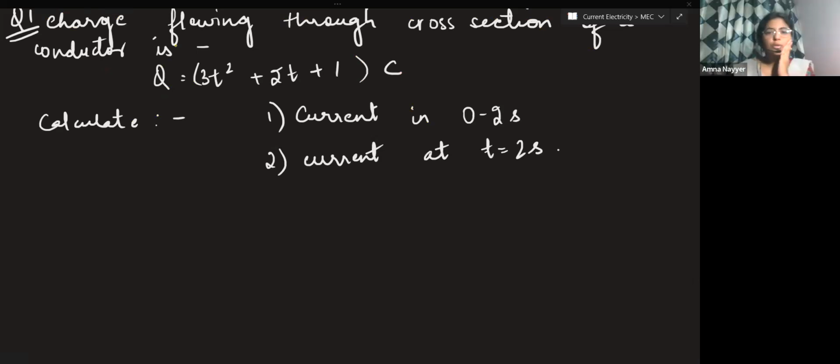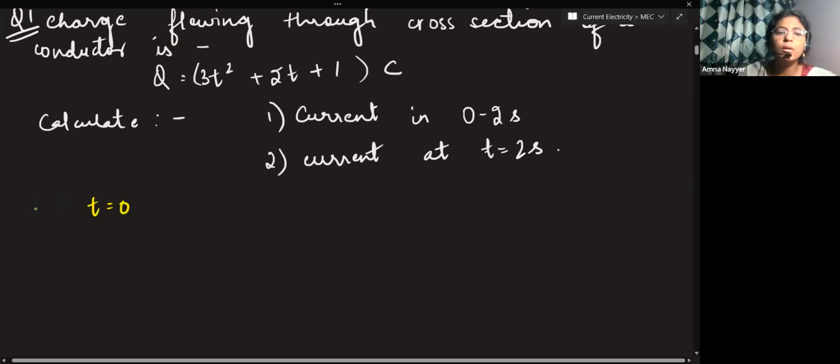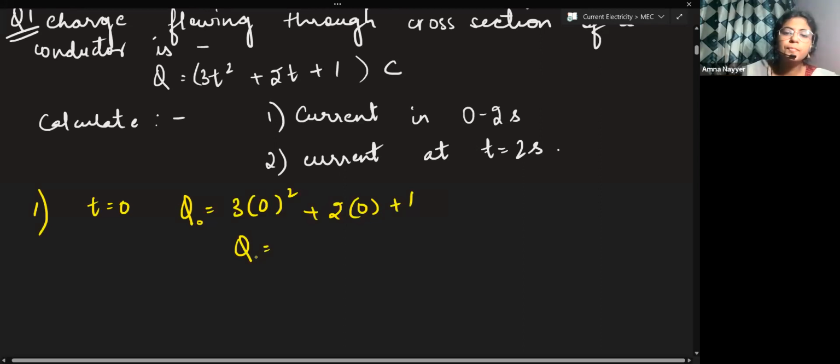So charge is given to you: 3t square plus 2t plus 1. You have to find the current in the 0 to 2 seconds interval. So see, delta Q means what? Change in the charge, one charge minus second charge. And change in time means what? Final time minus initial time. At t equal to 0 seconds, if you calculate the charge, just put 0 instead of t everywhere: 0 plus 0 plus 1. So charge at t equal to 0 is 1 coulomb.